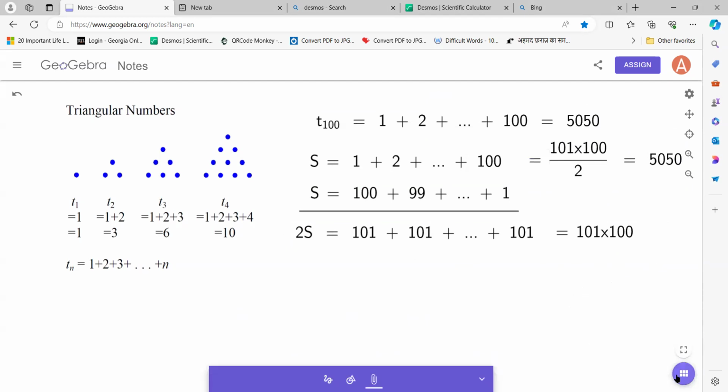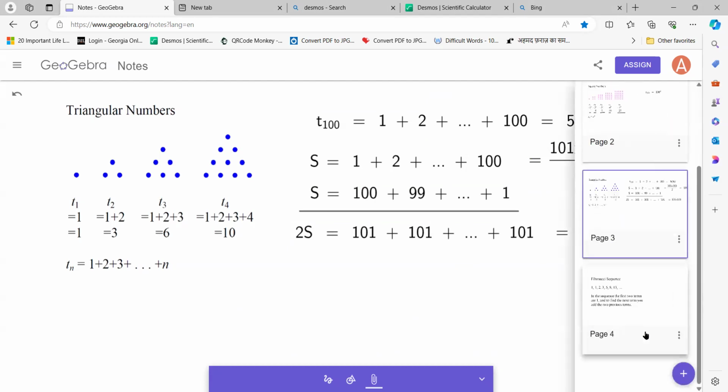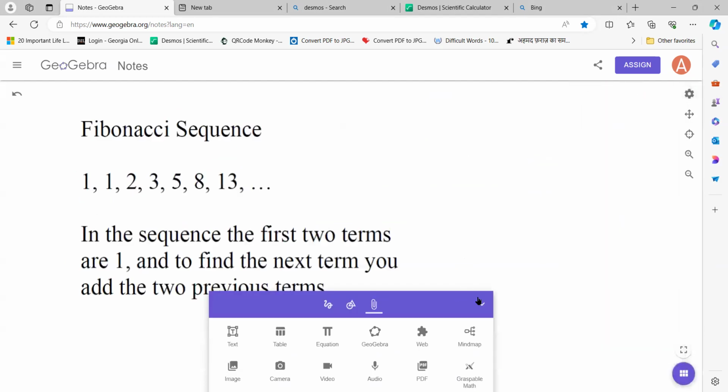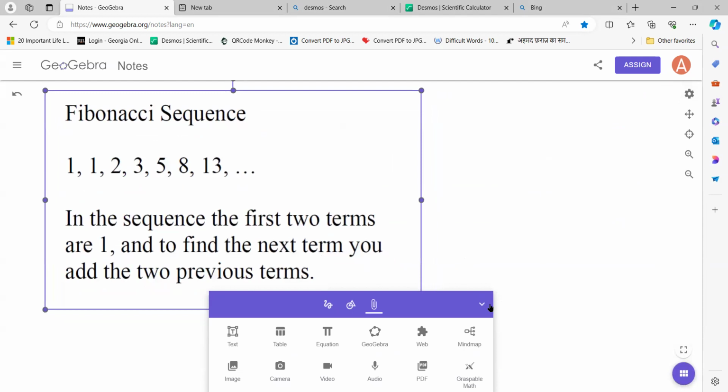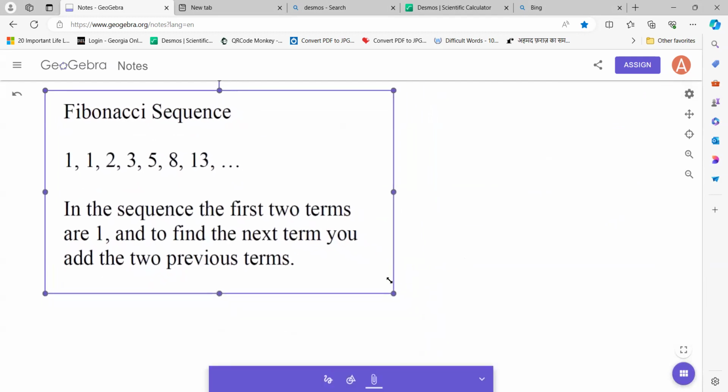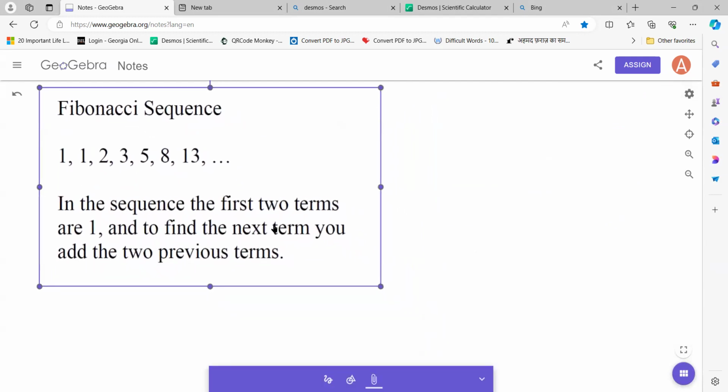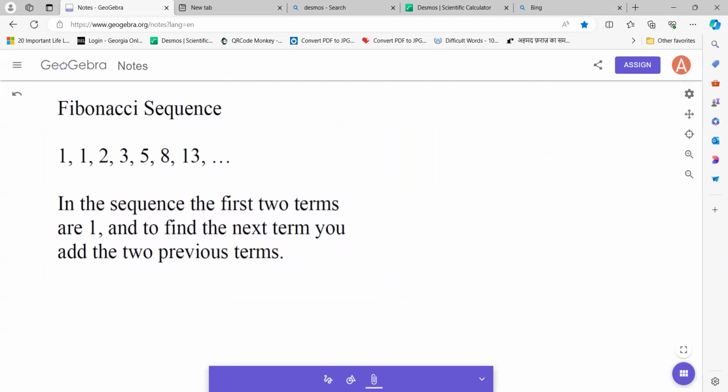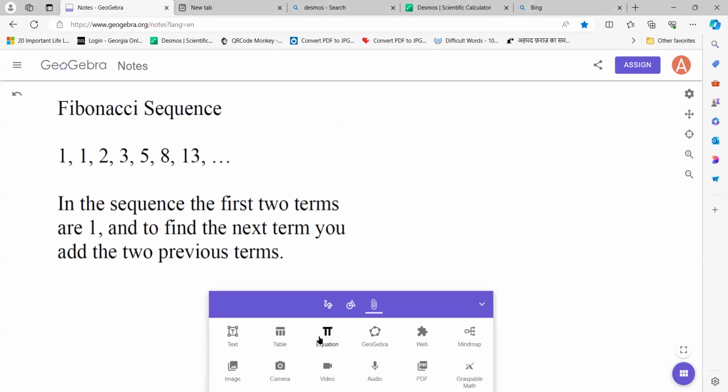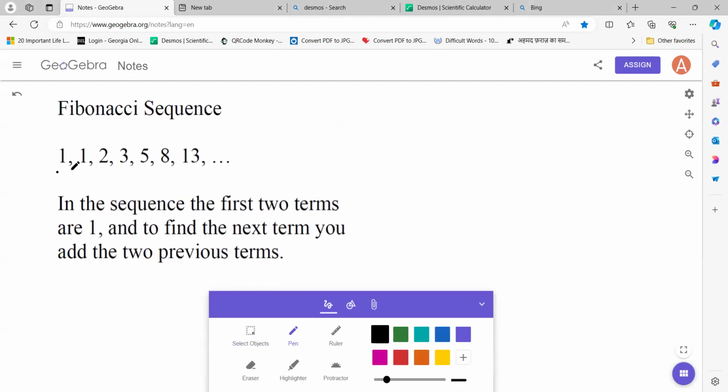Okay, let's talk about Fibonacci sequence. Well, Fibonacci sequence is a very interesting sequence, and it has lots of interesting properties. If you start with, we always start with 1 and 1 when it comes to Fibonacci sequence. It's a unique sequence. And the third term is the sum of the 2 previous terms. So any term beyond the second term is the sum of the 2 previous terms.